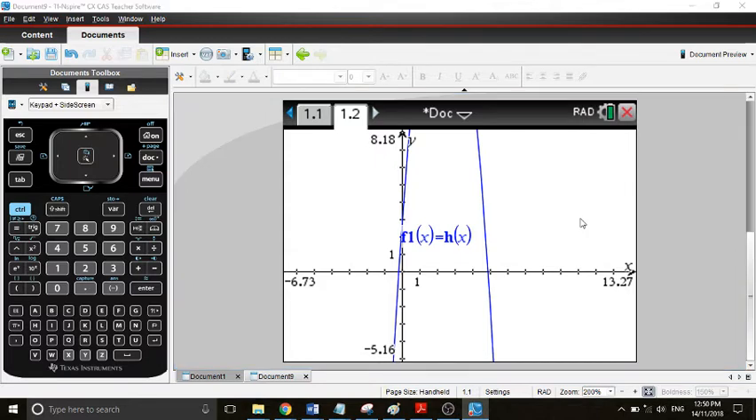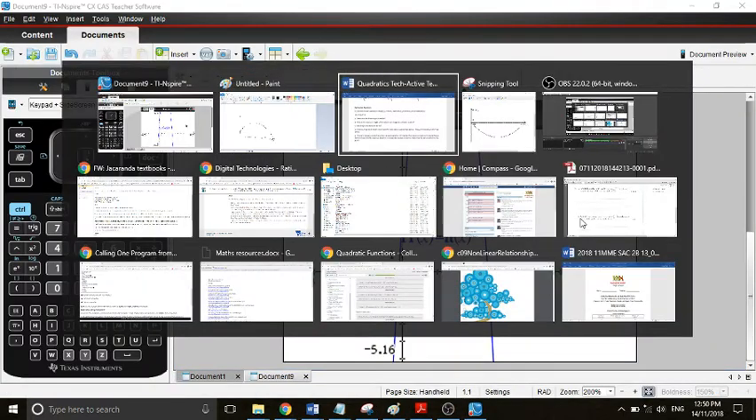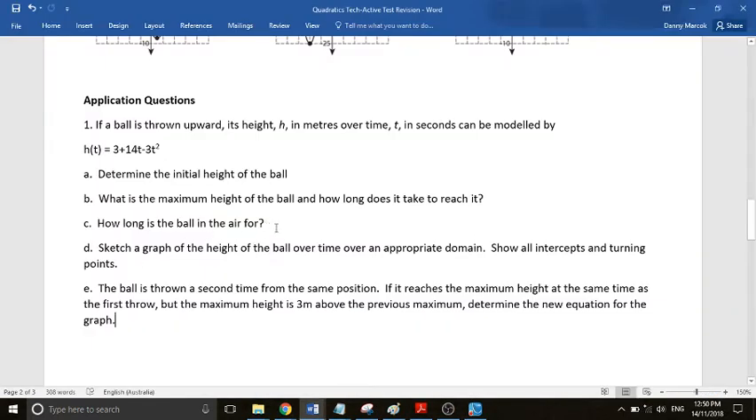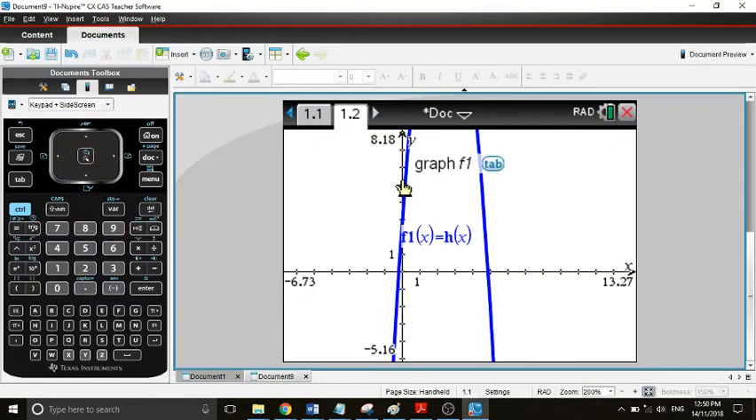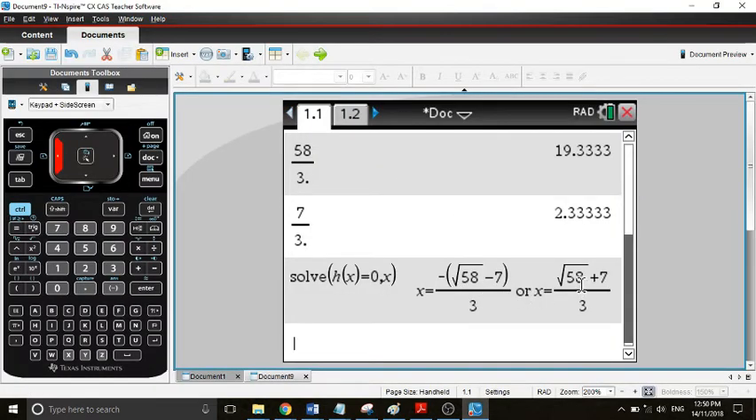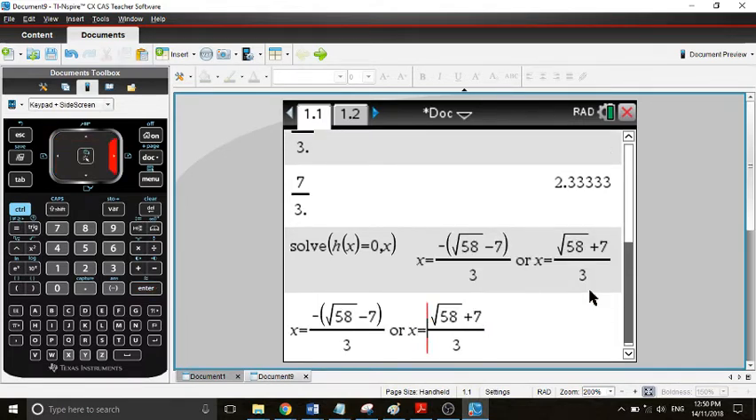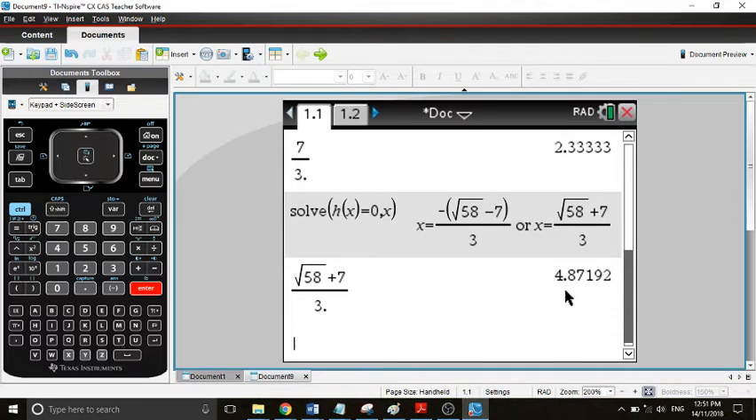Now, we're after sketching this over an appropriate domain. Now, let's see. So we've done that, so the ball is in the air from 0 to this time. So what we'll do is we'll take this information and we'll put in a 0.0 to tell us that the ball is in the air for 4.87 seconds. So that's why we say that if we want an exact answer, it is root 58 plus 7 over 3 seconds or 4.87 seconds. Now, we want to sketch this over an appropriate domain.